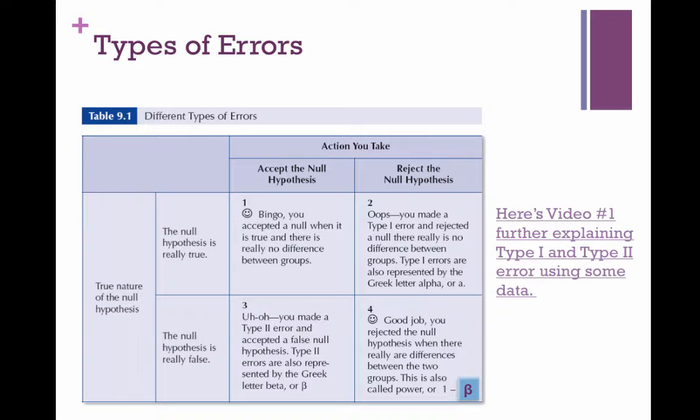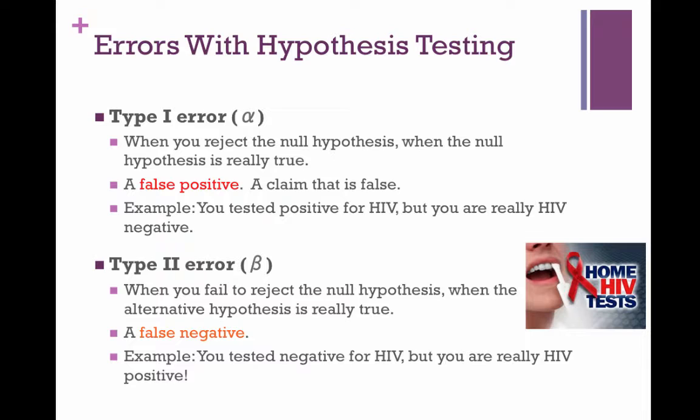Hopefully you watched the video using data on the difference between type 1 and type 2 errors. Here's just another example of it. Okay, so thinking about type 1 errors, this is our alpha error, and our alpha level. This is when you reject the null hypothesis when the null hypothesis is really true. So type 1 errors are also known as a false positive.